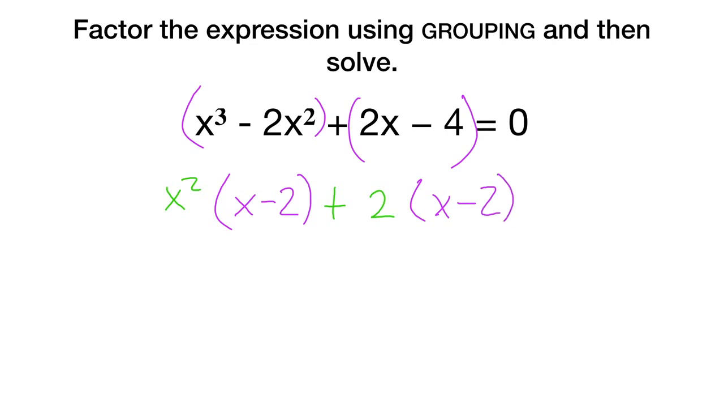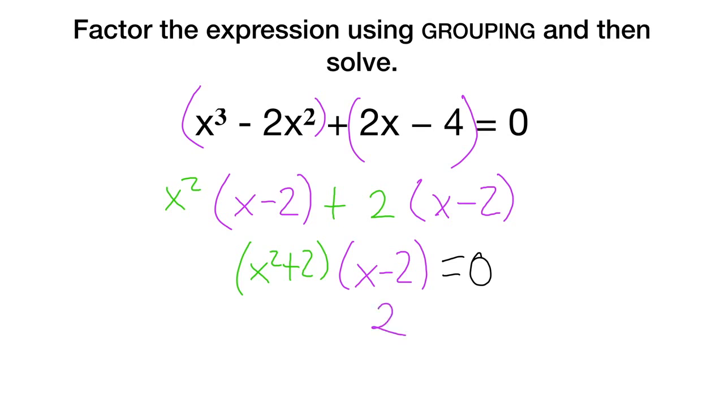So my big question once again is, are the parentheses the same? And they are. So it's going to be x squared plus 2 times x minus 2. And that is all going to equal 0. So to find the zero for x minus 2, it's just going to be 2. That part's easy, and I know we can all do that. But now we need to find the zero for x squared plus 2.